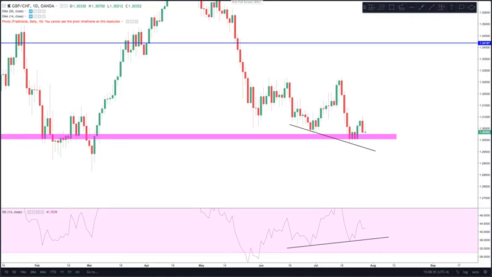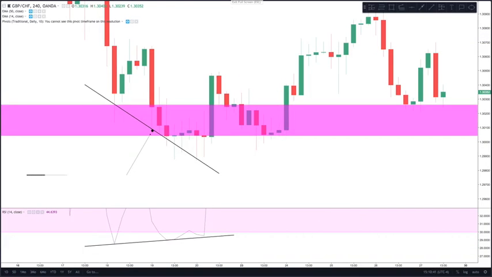So here was the best pivot entry of the week. This is the pound Swiss. We have daily divergence at an okay level of support. Jump into the 4 hour. We have divergence as well, a double bottom, and then a breakout which makes a higher high. So jump into the 1 hour time frame.